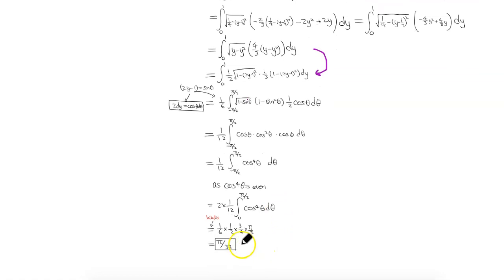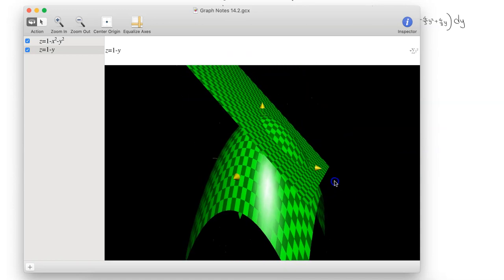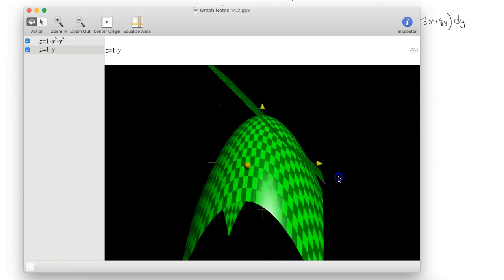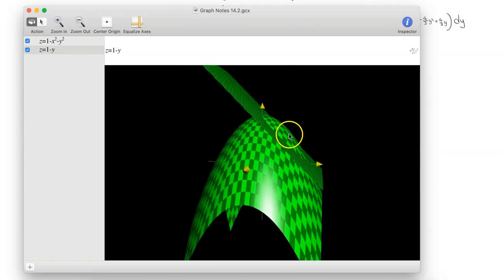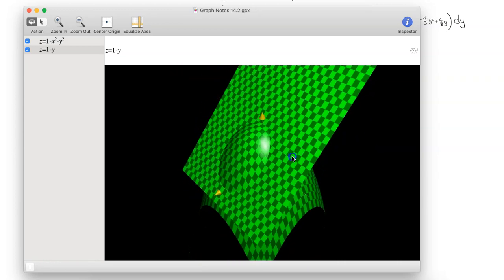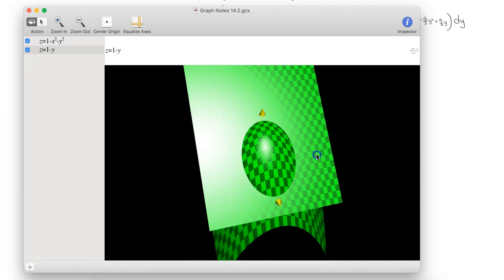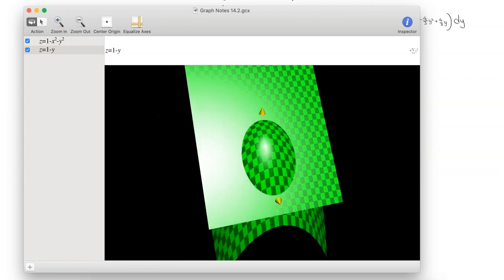The volume that we were looking for is pi over 32. This is the volume that we were looking for. You have the paraboloid and the plane, and we were looking for the volume of this tiny region here, and you can see pi over 32 is very small. It's just like a pimple on the surface of this plane.